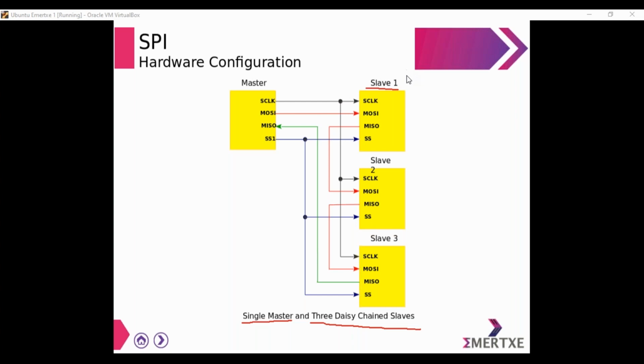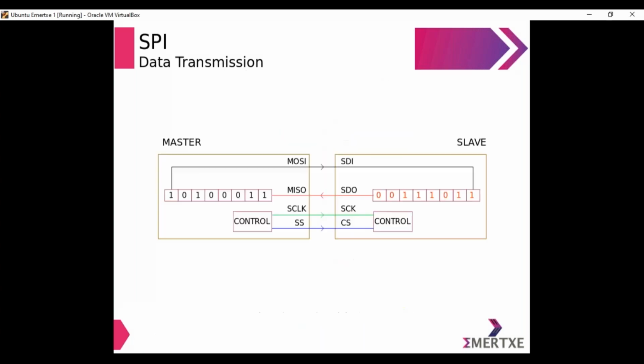Okay. Now proceeding ahead, after the hardware configuration, we have the data transmission. So how is the data transmission happening? You can see I have one clock line and one slave select line. One is MISO, the other one is MOSI. So master out, slave in, master in, slave out.